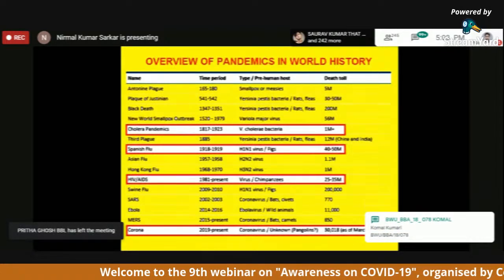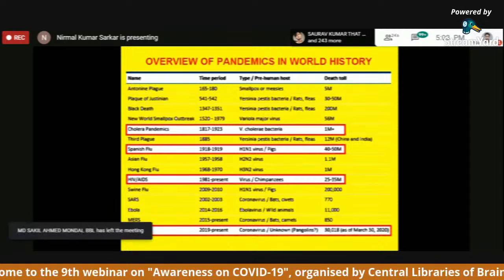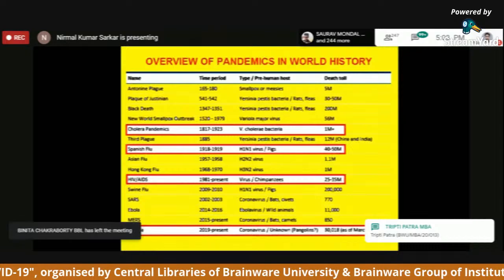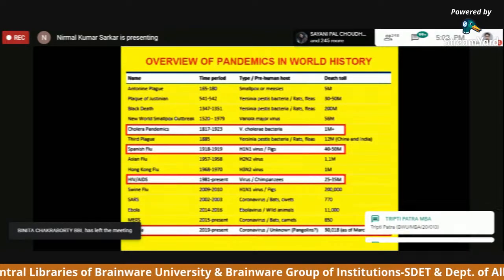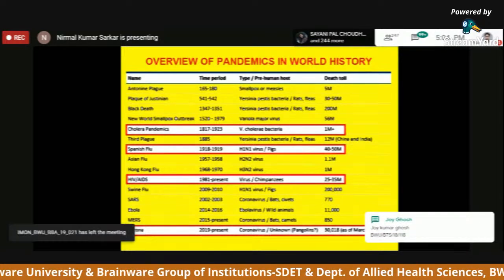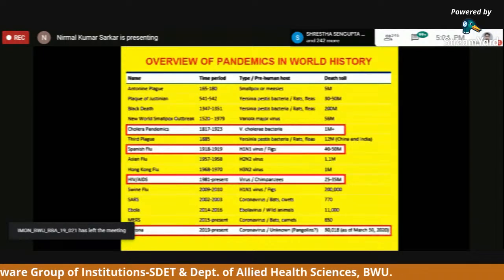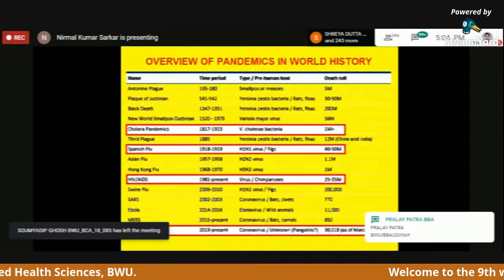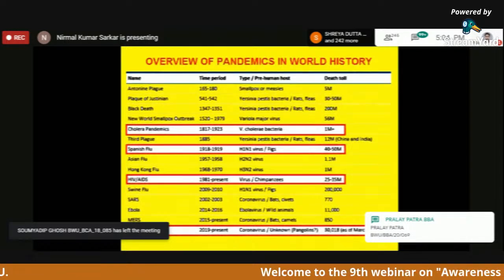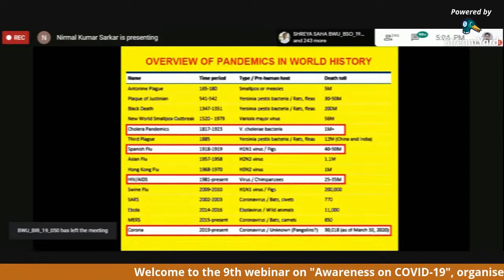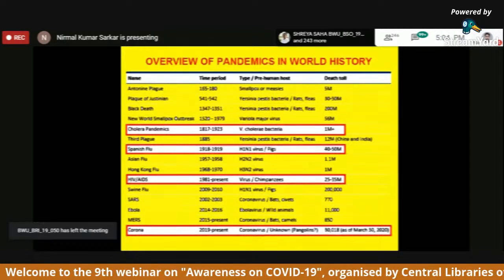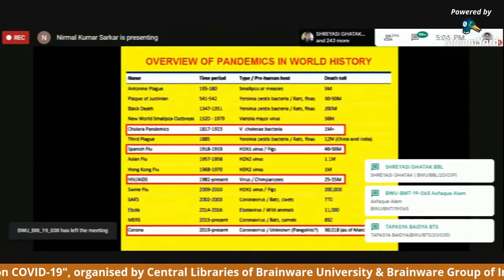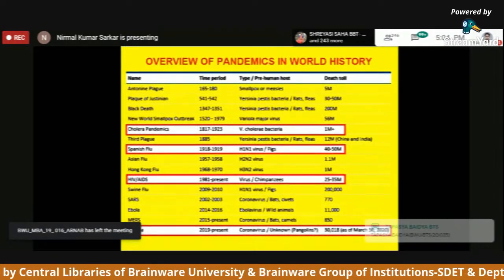Death toll due to AIDS lies somewhat in between 2.5 to 3.5 crore or 25 to 35 million. And finally, this COVID-19 began its journey in late 2019 and has now assumed a pandemic status and has already snatched 10 lakh lives worldwide in the last 8 months.